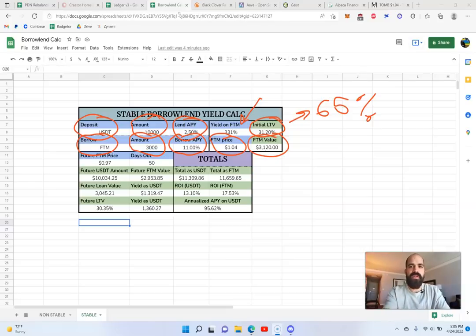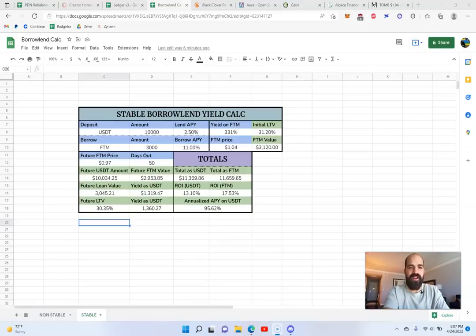Okay, cool. So we're there. Now let's talk the future. So this calculator allows you to put a number of days out, right? So in 50 days, you will have $10,034 in USDT simply because of this lend, right? This 2.5%. Now, in the future, your loan value will be $3,045 for two reasons, right? Because the Phantom has gone down in price, and because of the borrow APY.